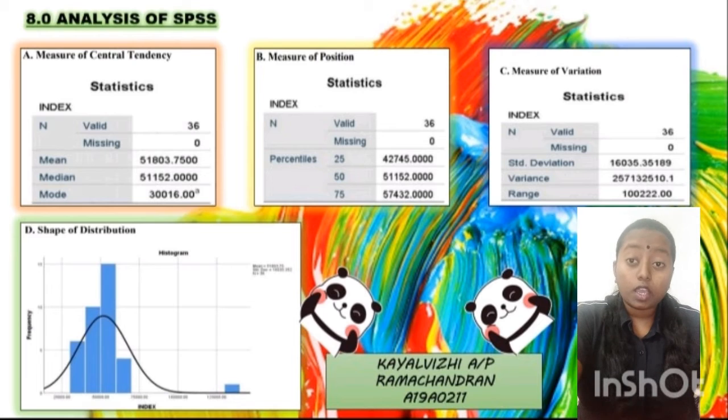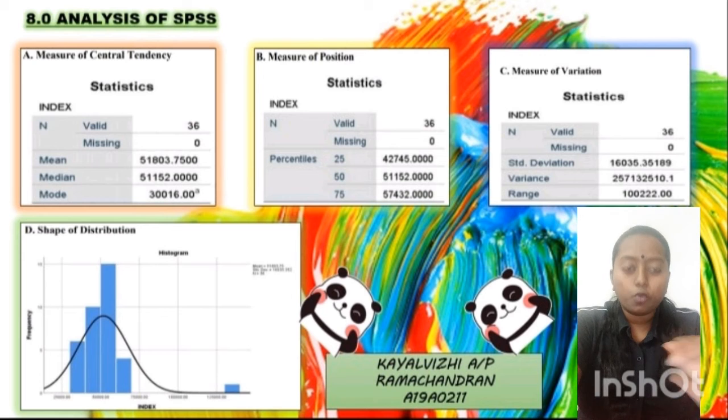The shape of this distribution is skewed to right, which is based on our mean, median and the mode. The mean is 51803.75 and the median is 51152 and the mode is 316, which is mean more than median and the median is more than mode.